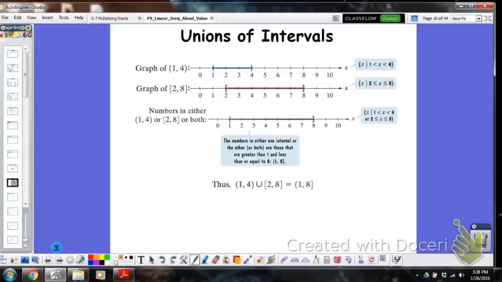Here we have a union of intervals. Same intervals, 1 to 4 and 2 to 8. But this time, since we're working with a union, it is both of the lines combined. So it's like if we graphed both on the same number line and used the entire number line. So it's where they overlap and where each of them are. So the union of these two intervals is 1 to 8, excluding 1 and including 8.